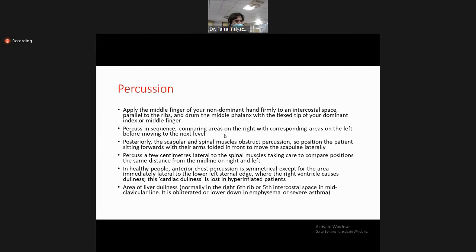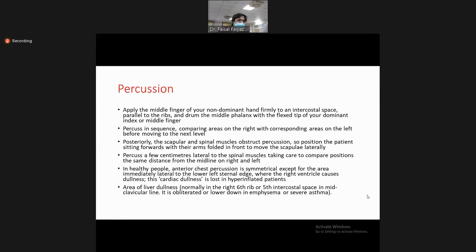As far as the posterior chest is concerned, the scapular and spinal muscles obstruct the percussion. So you ask the patient to sit forwards with their arms folded in front to move the scapulae laterally away from the percussion area. Percuss a few centimeters lateral to the spinal muscles, taking care to compare positions the same distance from the midline on the right and left.